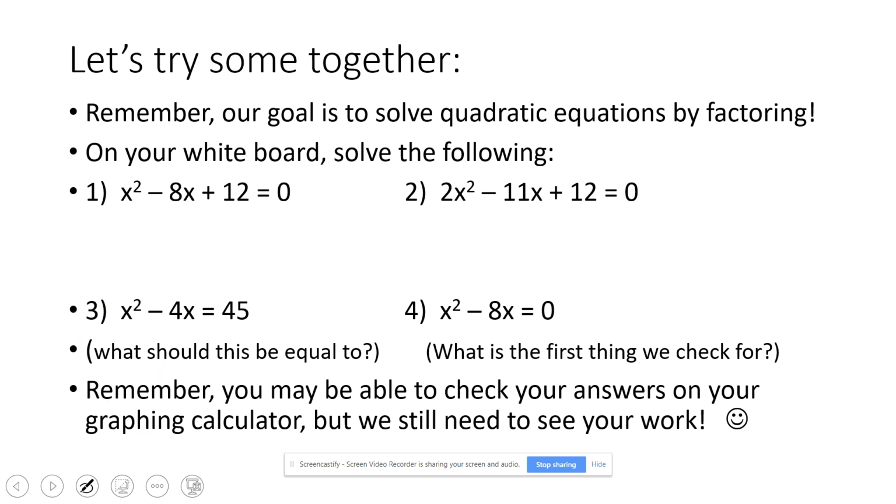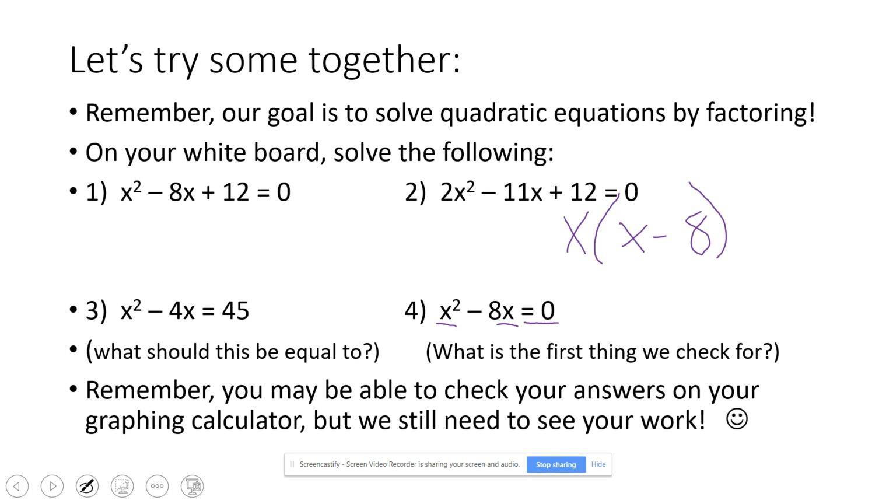Alrighty, last but not least, number 4. So is it equal to 0? Yes. And then again, the same question that we're asking for every single one, is there a greatest common factor? And in this case, there is. I see an x in both of those terms. So x is going to be my greatest common factor. When I pull that out, I'm left with x minus 8.